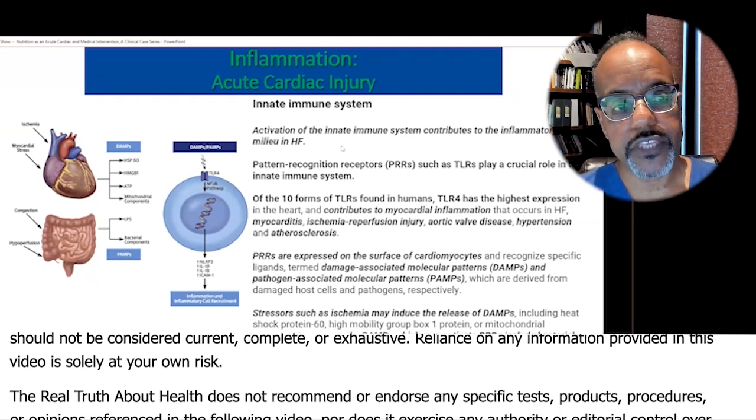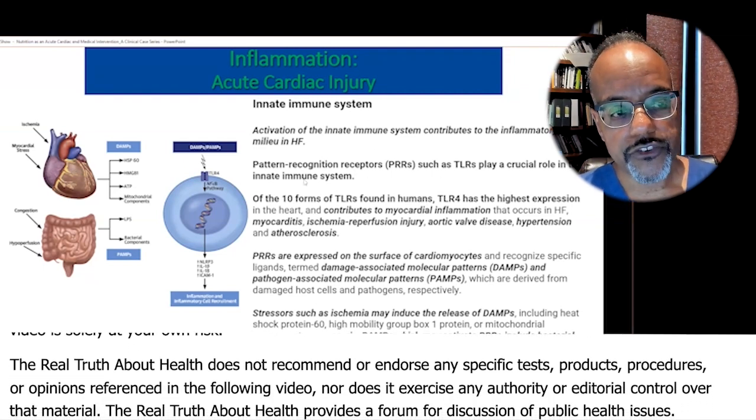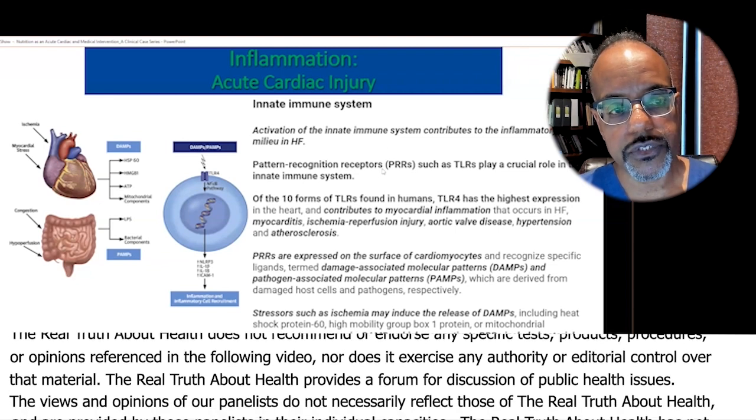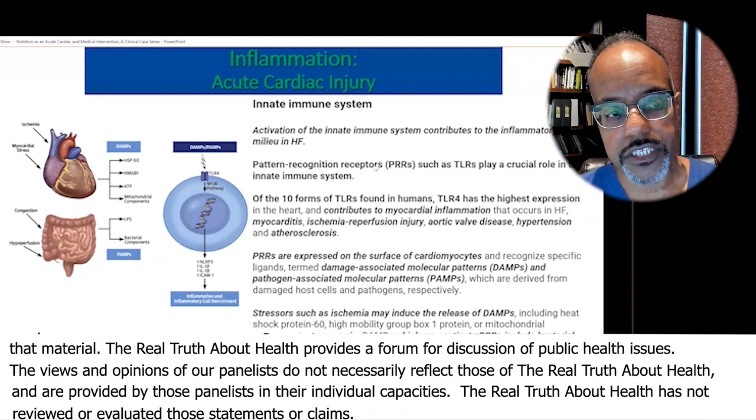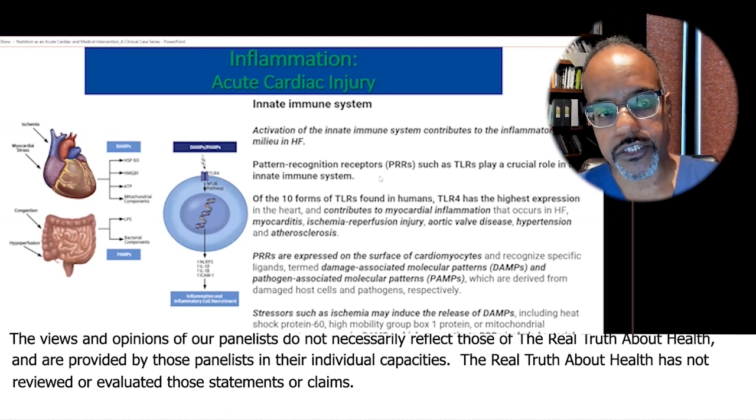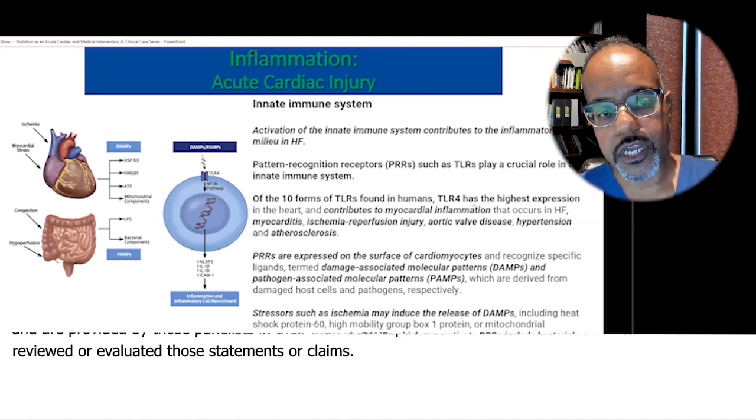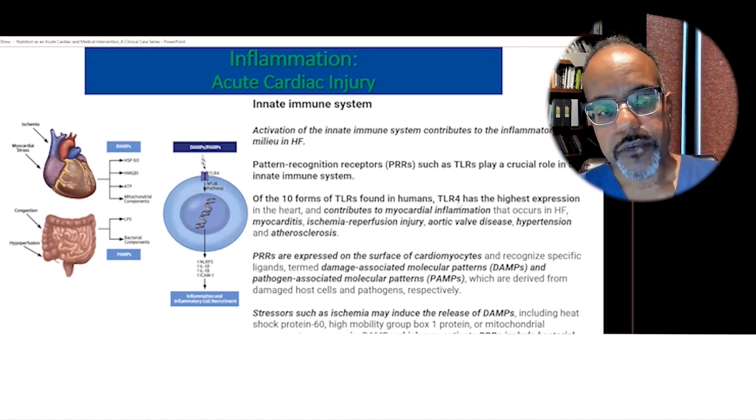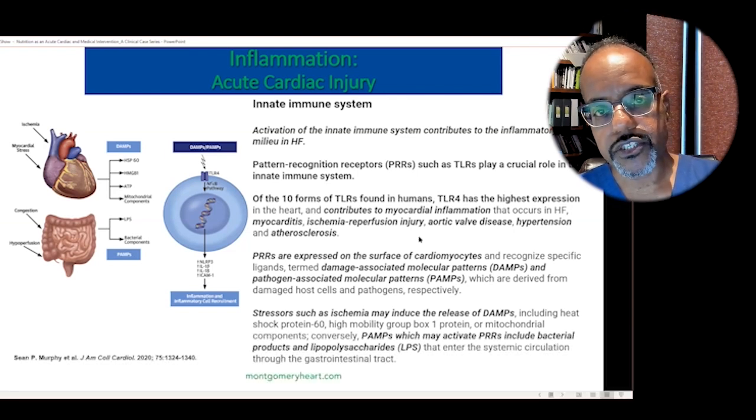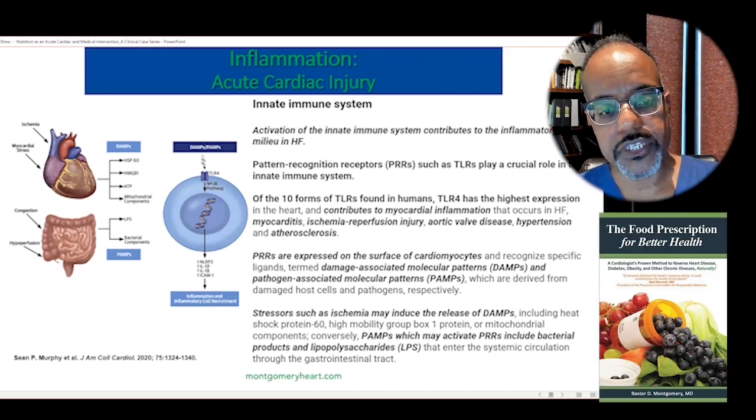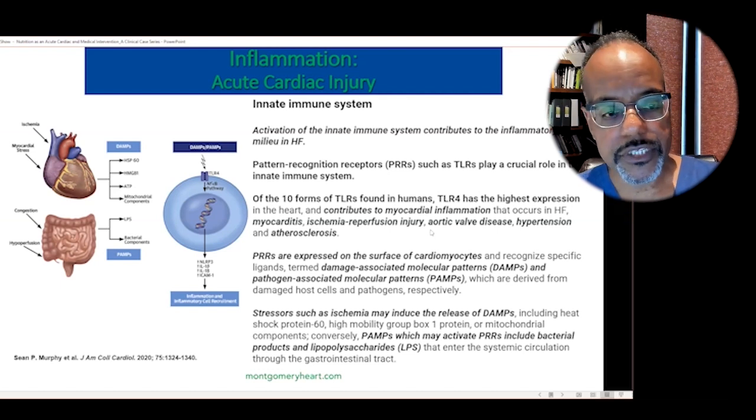So activation of the innate immune system can trigger these surface molecules. We call them pattern recognition receptors, but basically these are surface molecules. The common one on the heart is TLR4, but these are molecules that can signal whether the cell is inherently damaged or whether the cell has been taken over by a pathogen. You have DAMPs or PAMPs. The names are not that important, but these are cell signaling molecules that signal damage to the cell.